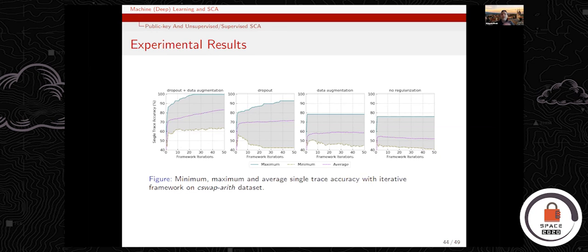So we take the measurements, we rotate them, we shift them, and we consider those as new measurements. And already we can see that our accuracy goes to 60%. Then we can add also dropout, more than 70%. Then we can add also dropout and data augmentation: on average, more than 80%, in the best case scenario, 100%.